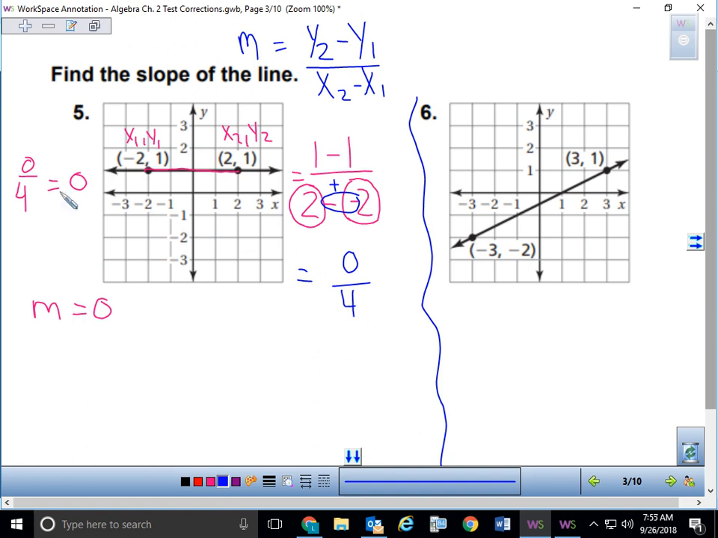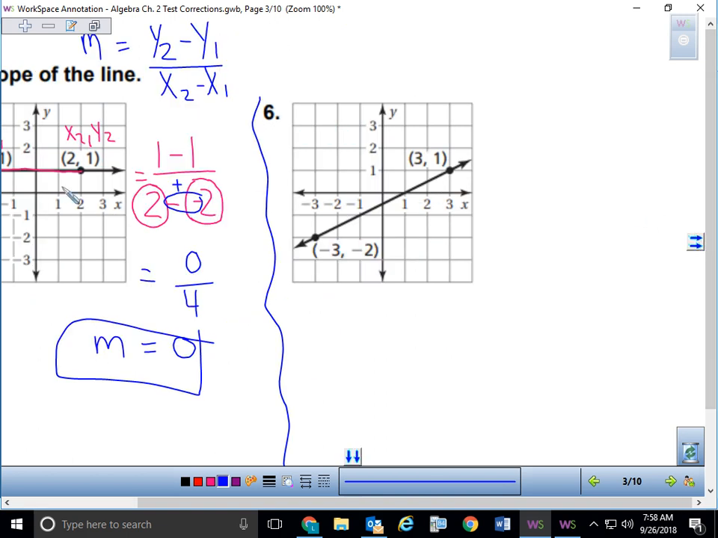Hey, look, I got to the same exact spot as I did with my triangle method. 0 divided by 4 is also 0. Slope is 0. There really wasn't much work to do, though. You didn't have to do this. At this point in time, you should be able to recognize the slope of a horizontal line is 0.